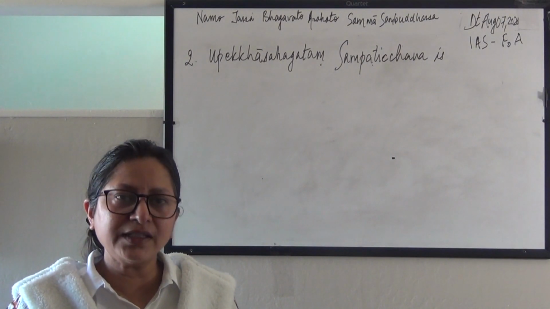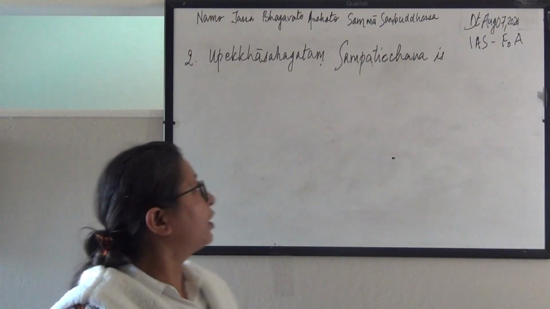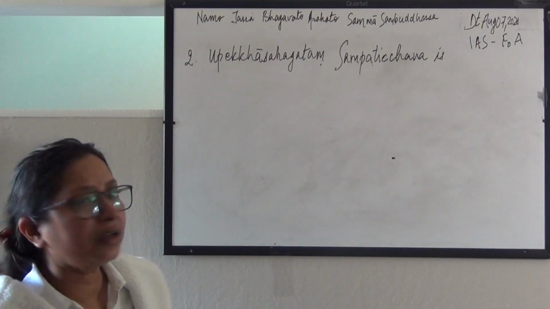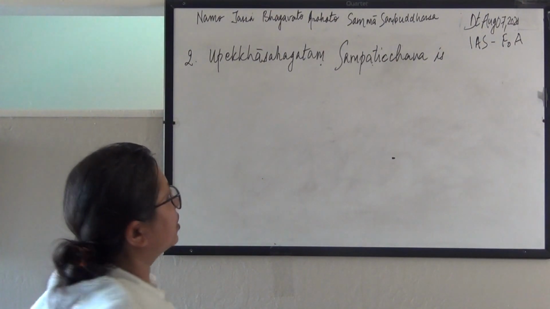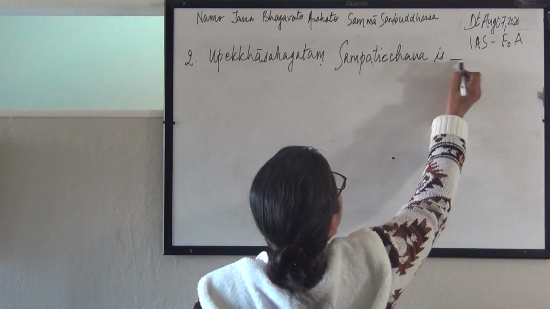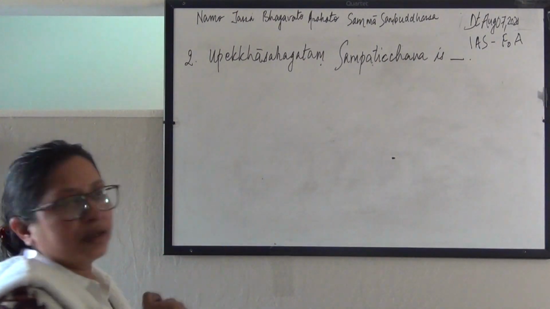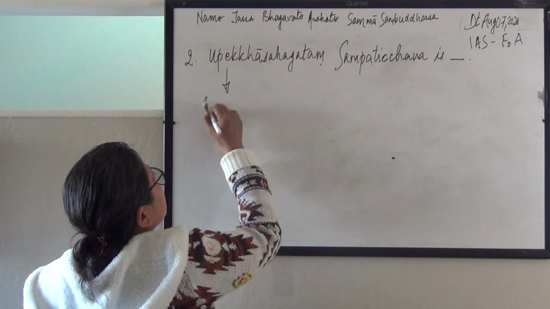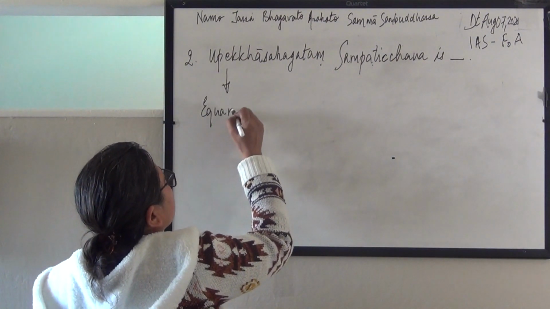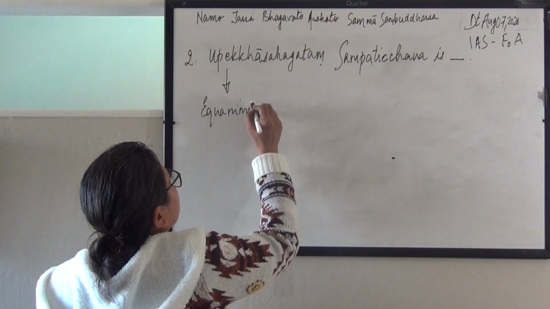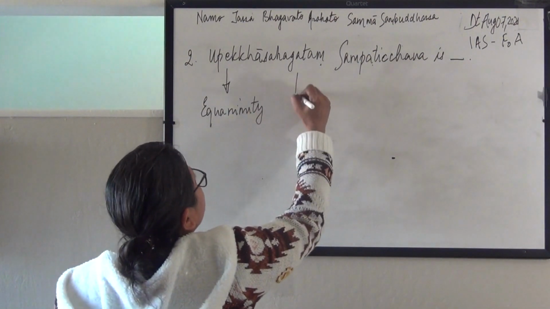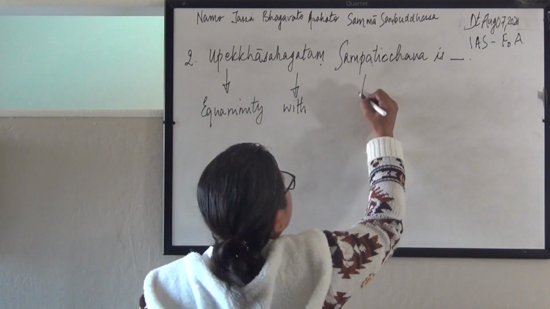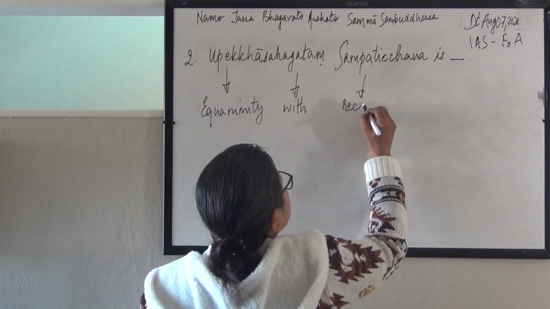So let us go to the next question, question number 2. It is upekha sahagatam sampaticchana. What is upekha sahagatam sampaticchana? Upekha we all know is equanimity. Sahagatam means with equanimity. Sampaticchana means it is receiving.